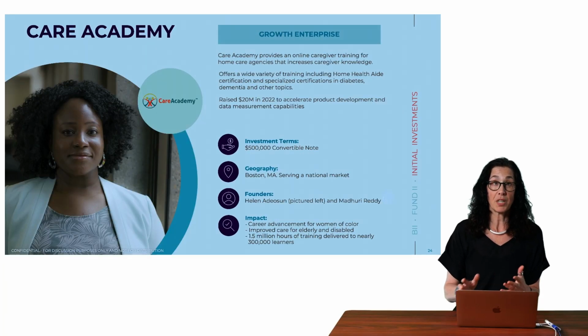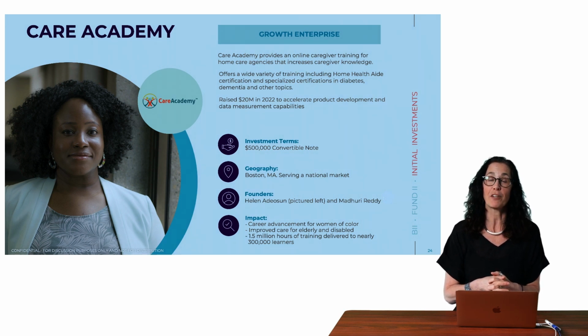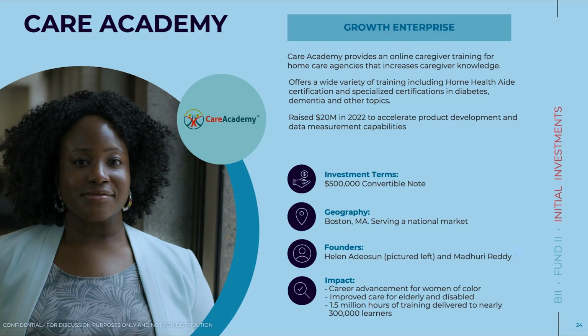Then we're getting to a later stage company, a growth company called Care Academy. We've been with Helen and her company from the beginning. We were in her first round of capital, and she is now really growing. She's raising a $20 million equity round. So this is a healthcare company that trains caregivers for home care agencies. And this has been just delightful to watch, a company that was just getting started grow through different stages and get capital from us along the way. And in this case, it's a $500,000 convertible note as part of this larger round.